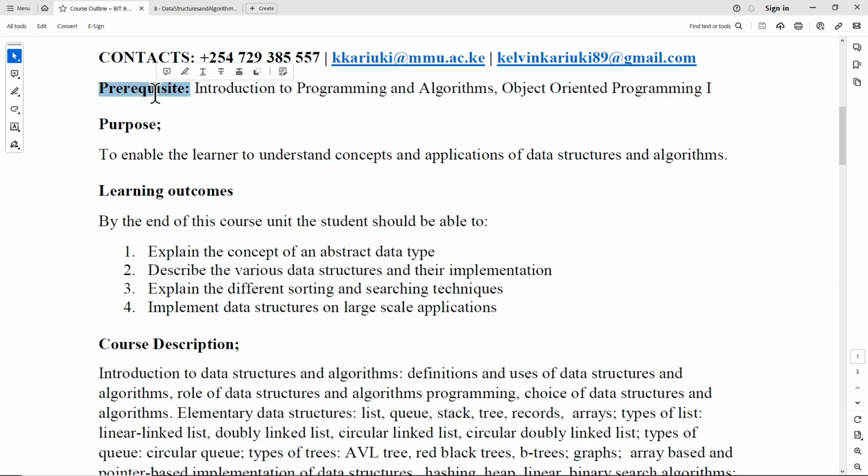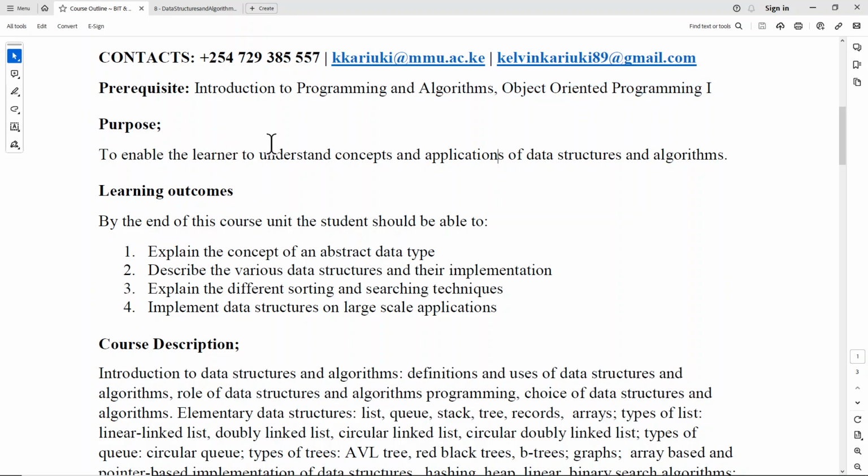Now, as a prerequisite, you need to have done introduction to programming and algorithms, and you also need to have the OOP, object-oriented programming skills. You need to understand what functions are and what classes are. This is important because we are going to be implementing these data structures using Python, which is an object-oriented programming language, and we're going to be using classes to implement these data structures.